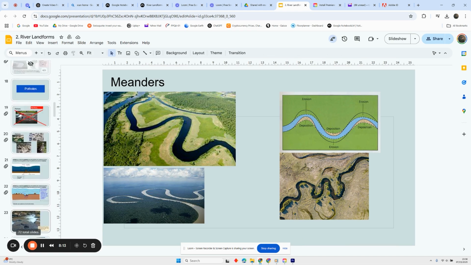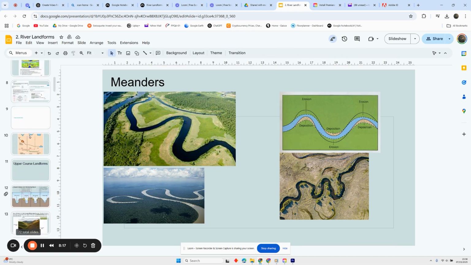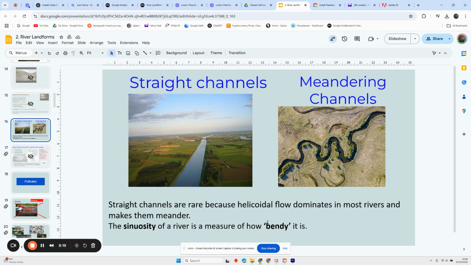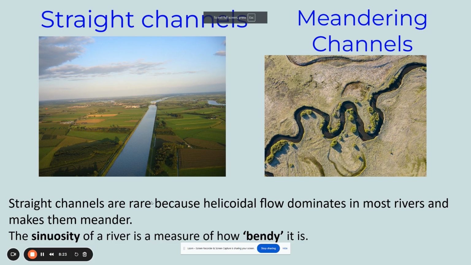Why is that? Well, it's because of something called helicoidal flow. Helicoidal flow. It's this corkscrew motion of water that causes rivers to meander. Okay, so how does that work? Imagine the water not just flowing downstream, but also spiraling across the channel.